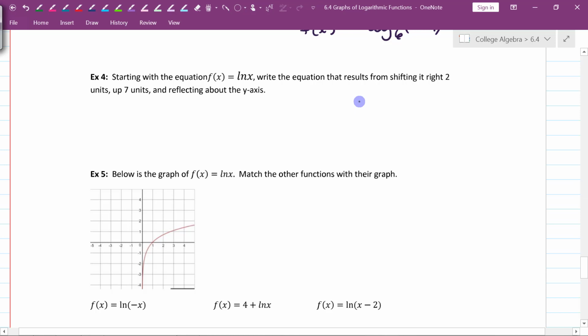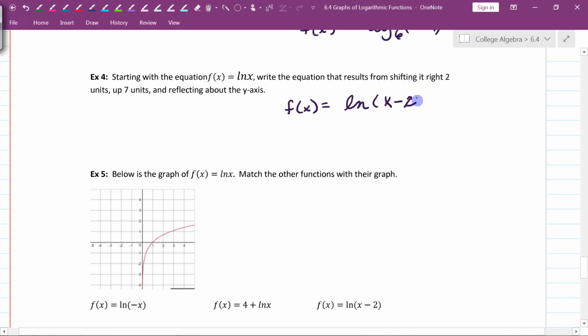The next one, number 4. It says starting with the equation, f of x is equal to the natural log of x. So f of x is equal to the natural log of x. Okay. And it says write the equation that results from shifting it right 2 units. If I'm going right, that is actually shifting it in the positive direction. So my sign must be negative, because x always lies to us, okay?